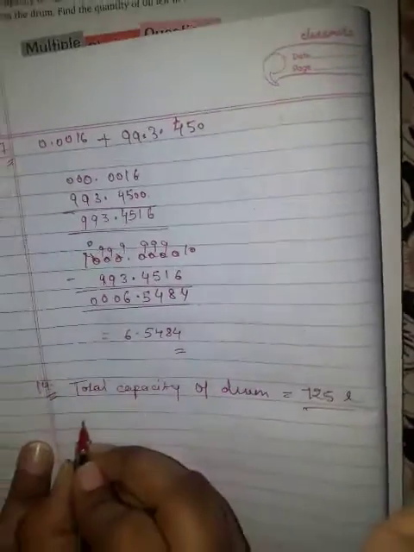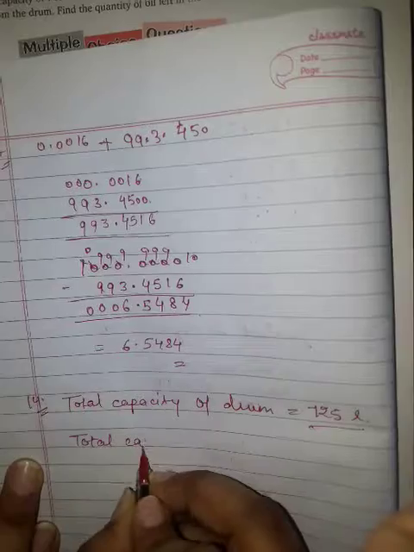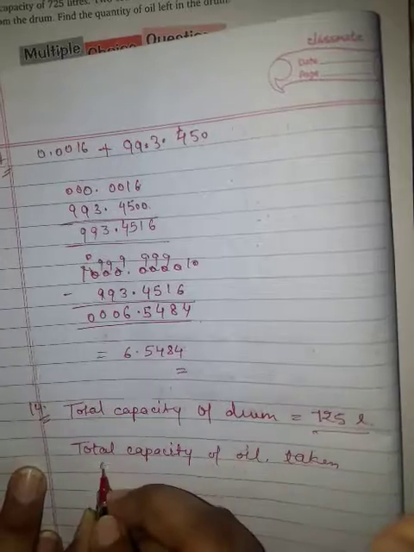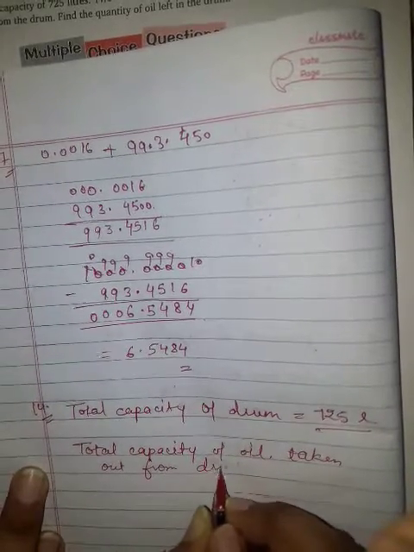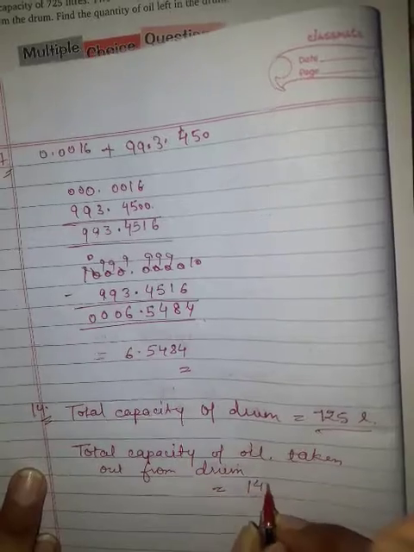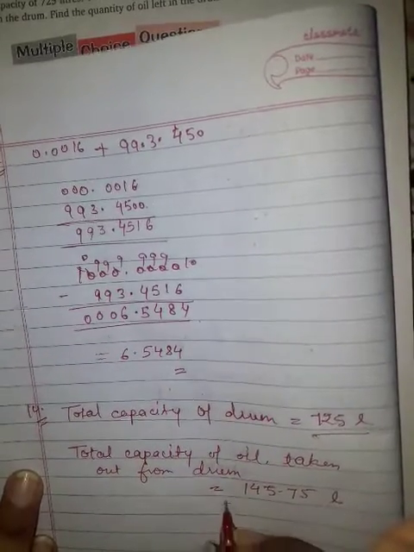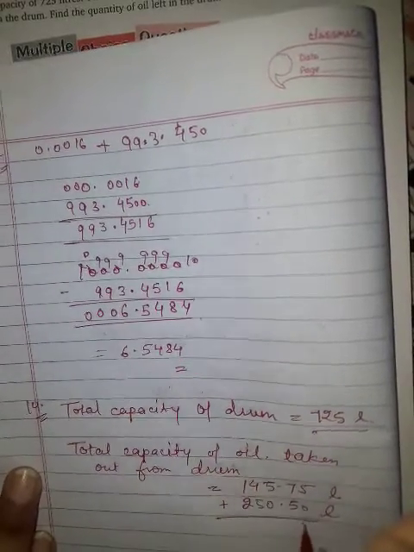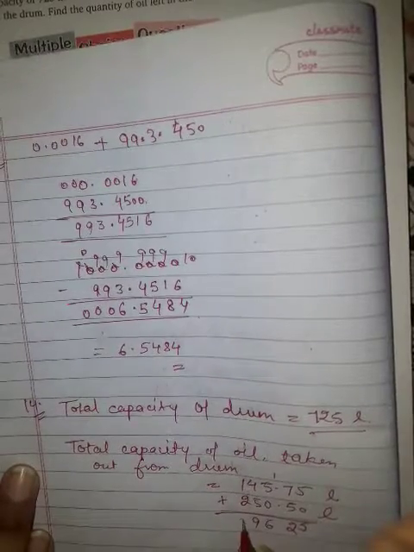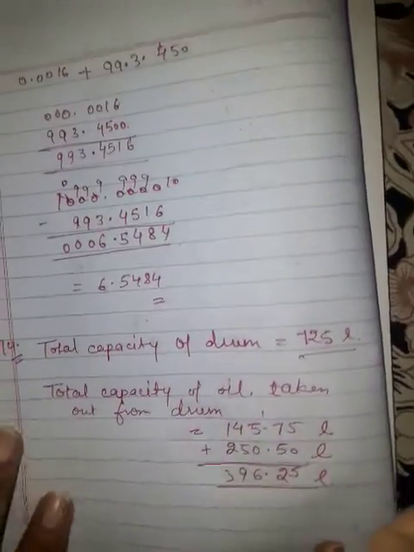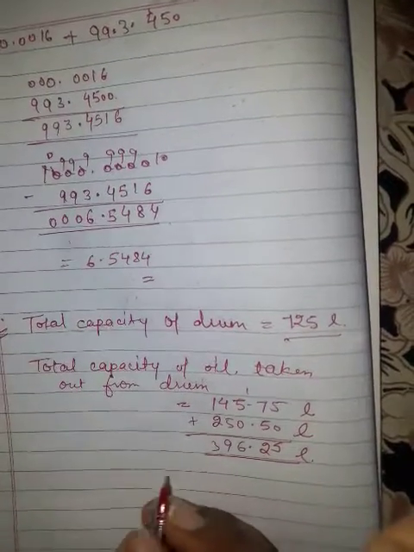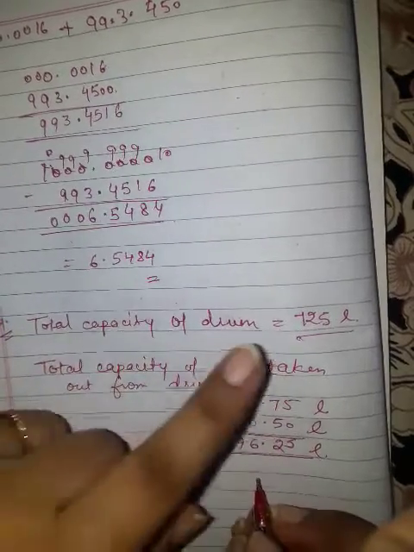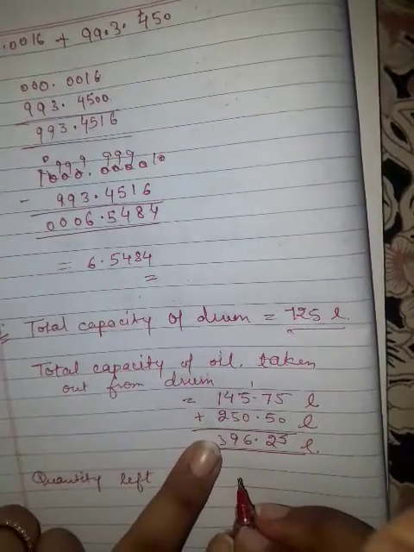So first we find the total capacity of oil taken out from the drum. How much has been taken out? 145.75 liters plus 250.50 liters. Add them. 396.25 liters. Now we have to find the quantity left in the drum. So quantity left is the total quantity minus the quantity taken out.